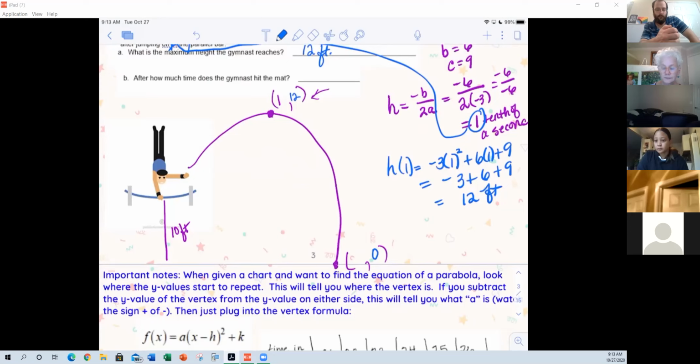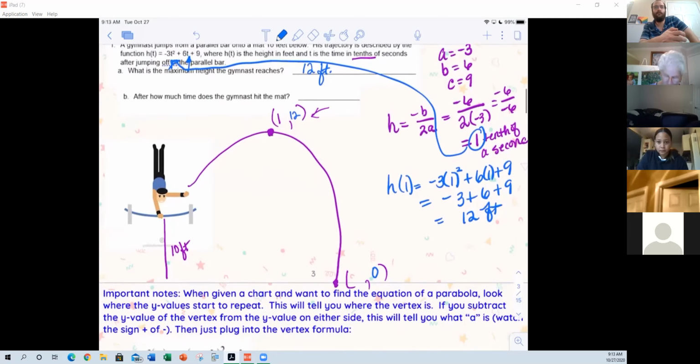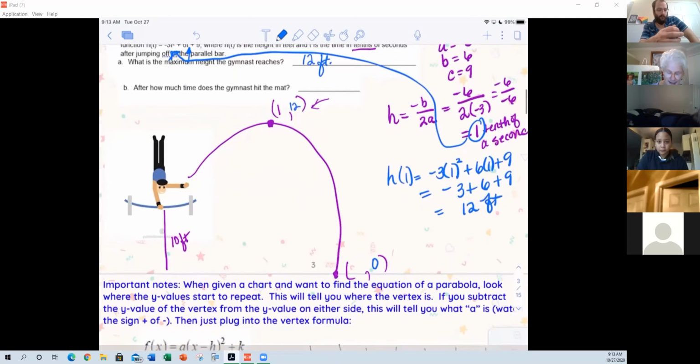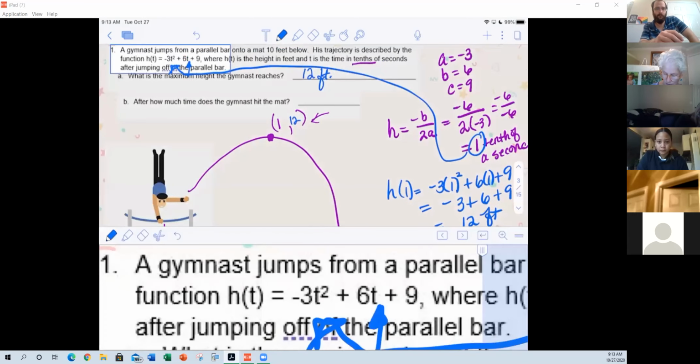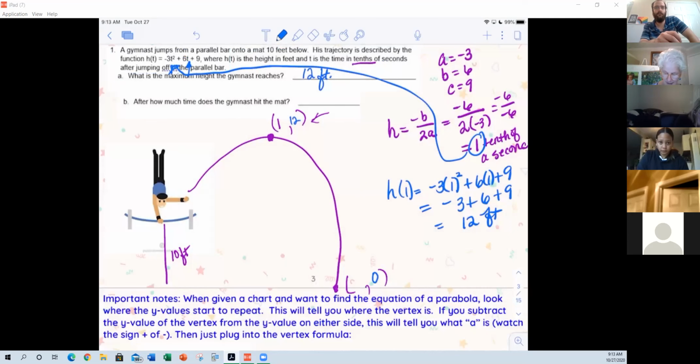We plug in 0 for the equation to be equal to 0. Put the equation equal to 0. Exactly. We're going to put the equation equal to 0. So we're going to just set the negative 3t squared plus 6t plus 9 equal to 0. Right? And then I want everybody to solve that equation.